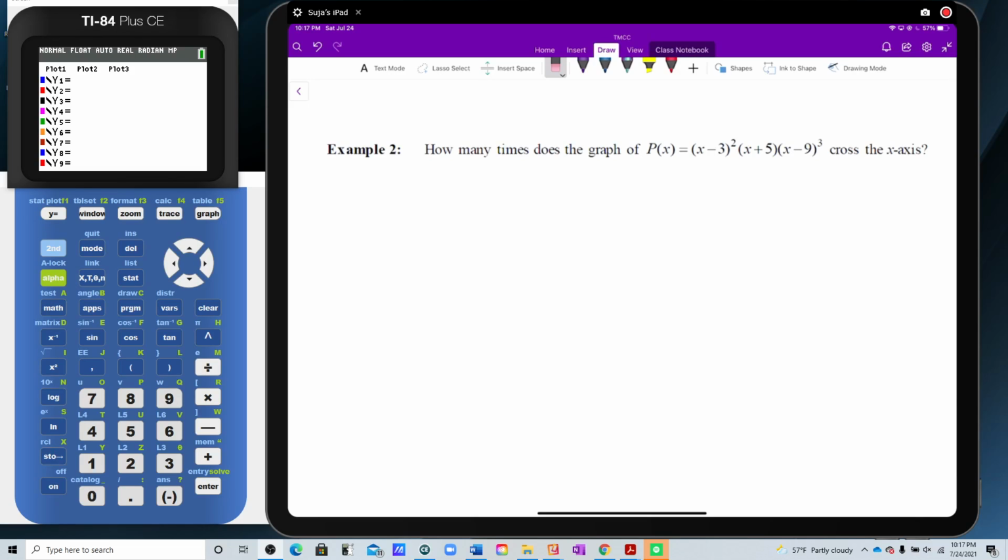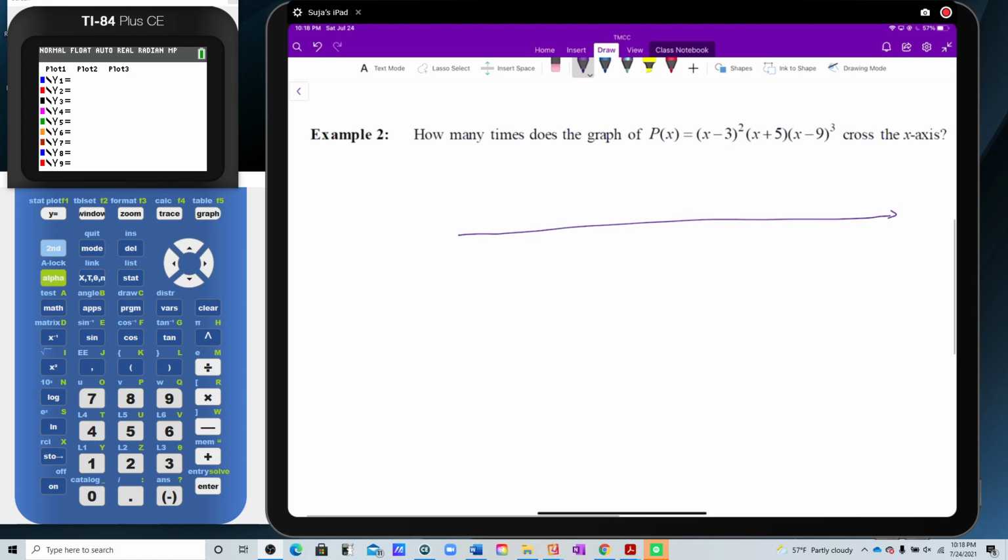In this example, the question is asking how many times does the graph of the given function cross the x-axis. I'm going to graph it later, but before I graph it, I need to explain it a little bit just by looking at the function. Since the function is given to me in a factored form, I can explicitly see the zeros of the polynomial or the x-intercepts, which means the same thing.